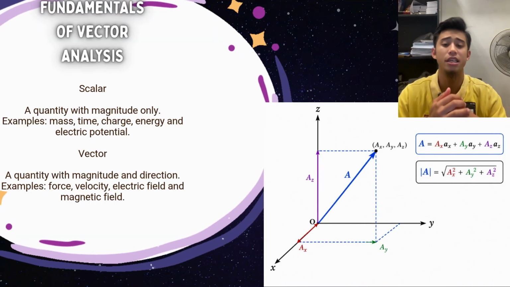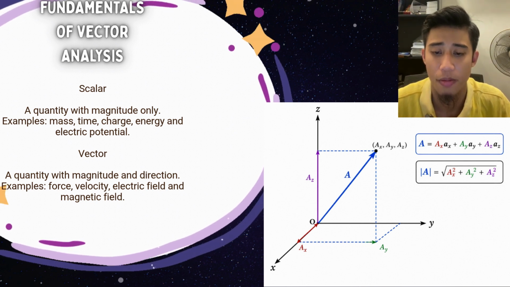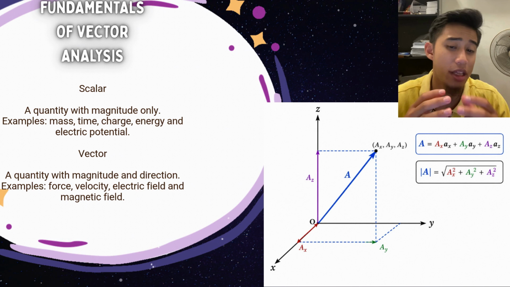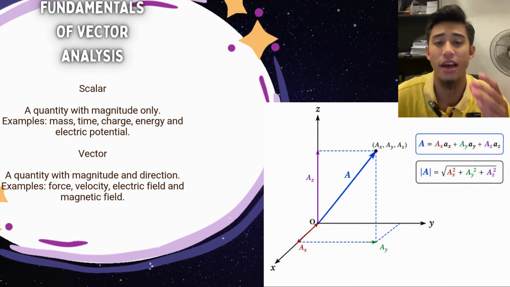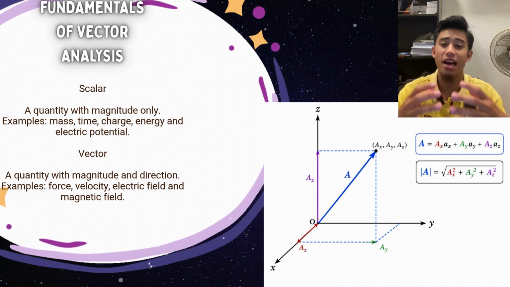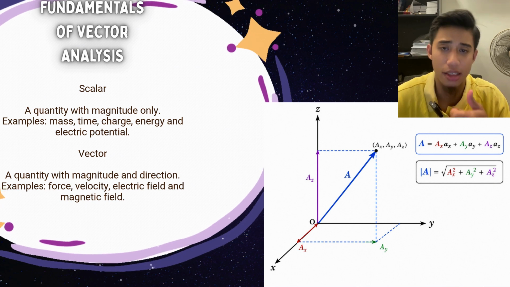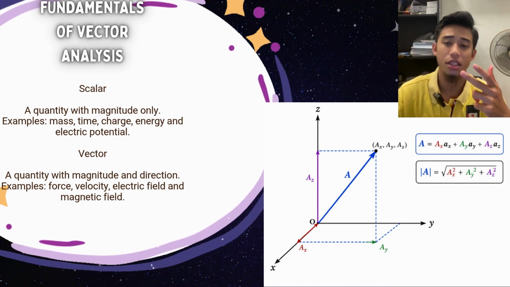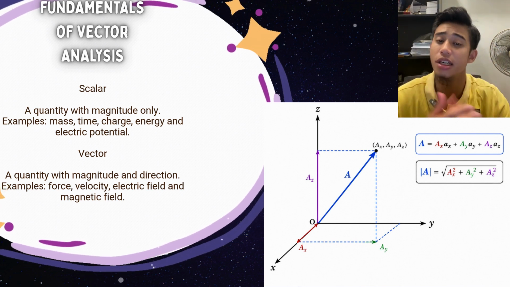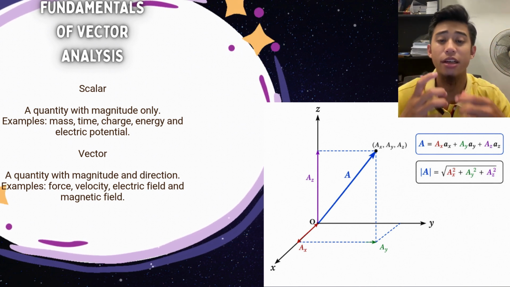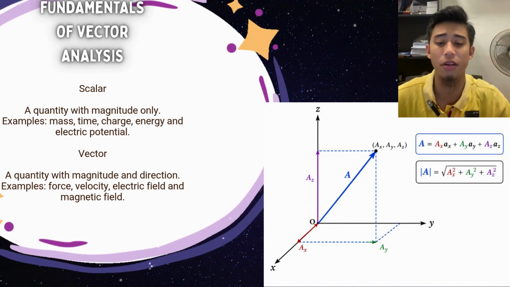The fifth slide is the fundamentals of vector analysis. To analyze electromagnetic fields, we need to understand the difference between scalars and vectors. A scalar has magnitude only. Examples include mass, time, charge, and energy. A vector has both magnitude and direction. For example, it includes force, velocity, electric field, and magnetic field.